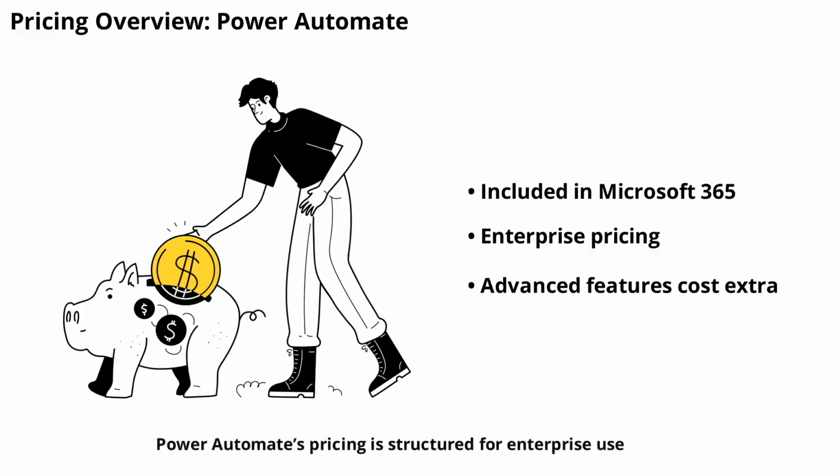Power Automate's pricing is structured for enterprise use, with plans based on user licenses and flow runs. Many Microsoft 365 subscriptions include basic Power Automate features, which can be a cost-effective option for finance teams already using Microsoft products. Advanced features, such as robotic process automation and AI, require higher-tier plans. While Power Automate can be more expensive for standalone use, its value increases for organizations leveraging the full Microsoft suite.